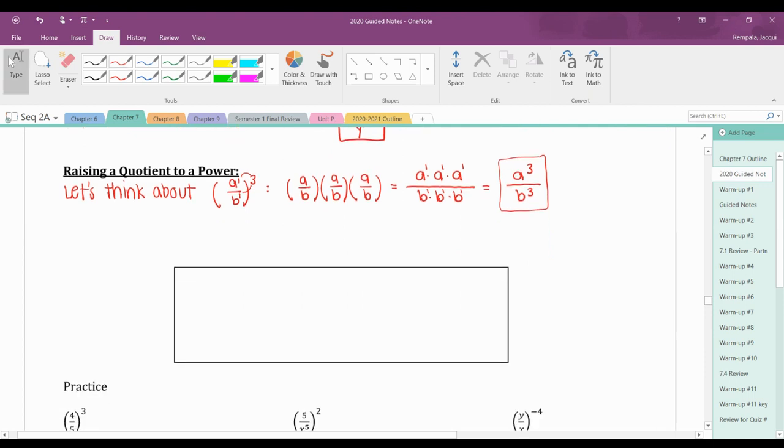So here's our formal definition. To find a power of a quotient, and quotient means division. Oops, gotta spell that right. To find a power of a quotient, we are going to find the power of the numerator and the power of the denominator.